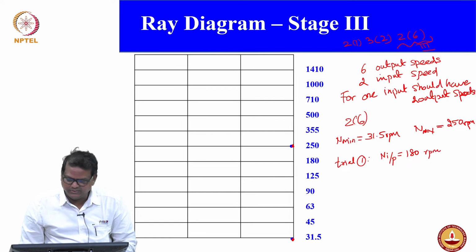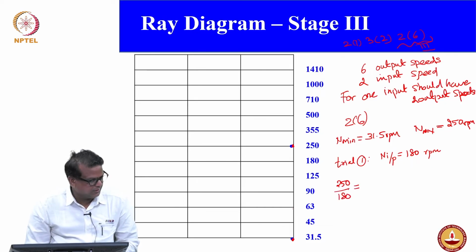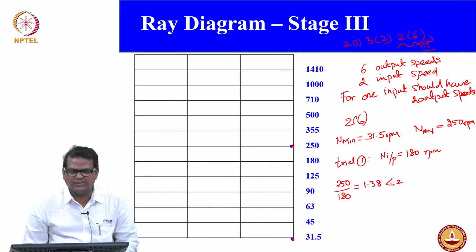So, can we solve it? Can you solve it, please? Yeah. So, follow the n max by n minimum. What is the max? 250. Your input will be 180. So, that should give how much I should get? 1.38, which is less than 2, that is correct.